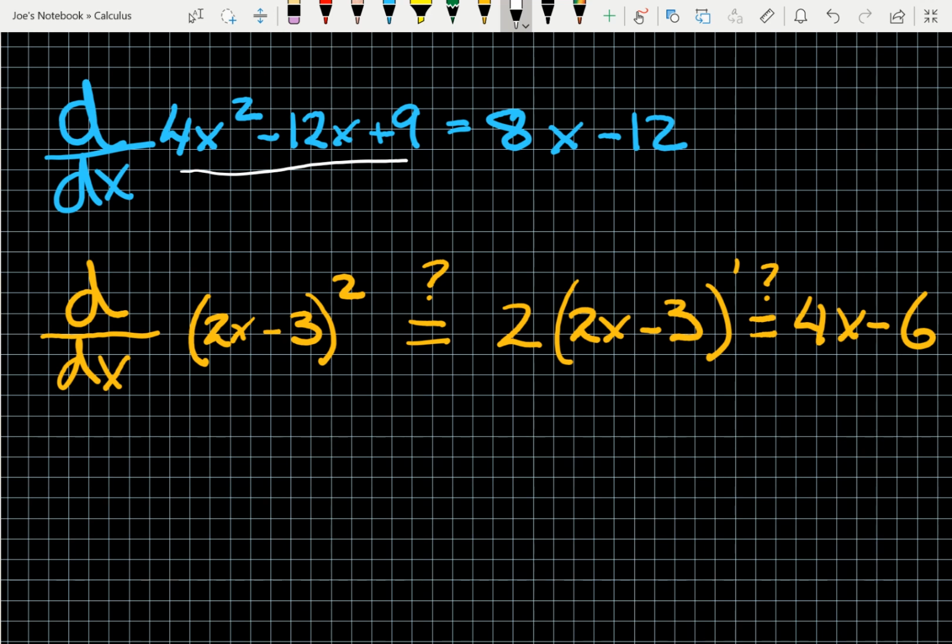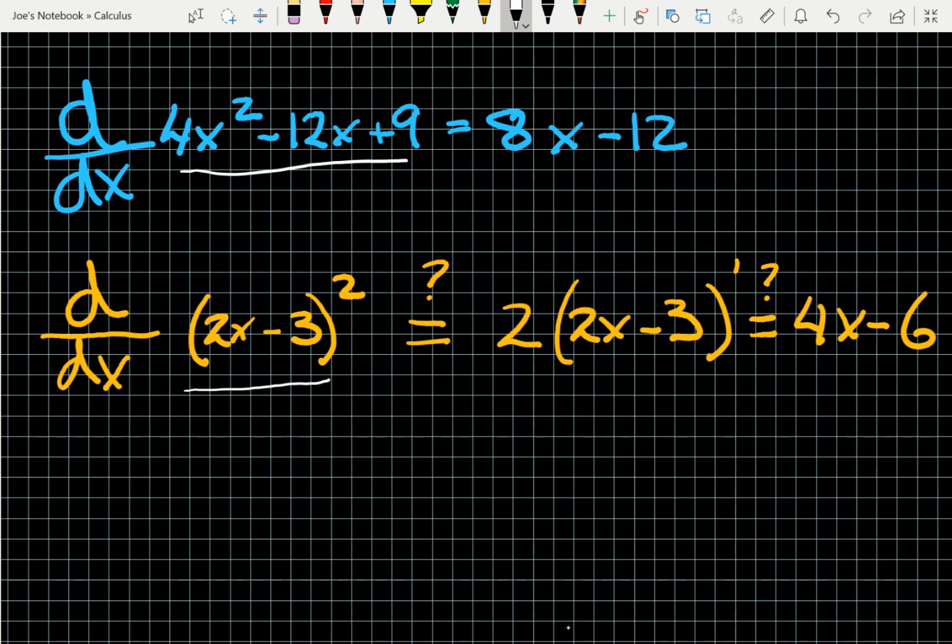Now, let's look at the factored form of the same function. If I multiply this out, first term squared would be 4x squared, 2 times my product. Well, my product is negative 6x, 2 of those is negative 12x, and last term squared is plus 9. So that's the factored form of that.